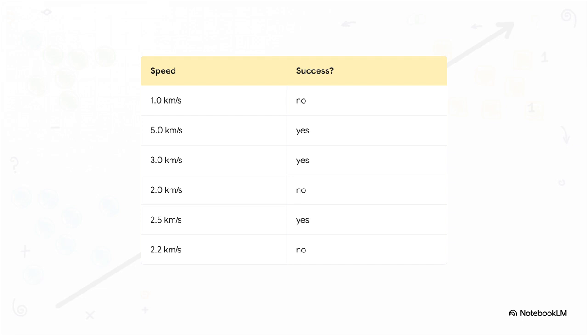We drop back down to 2.0? No, stuck on the surface. We try 2.5, and yes, we escape. Finally, we test 2.2 kilometers per second, and nope, we fall back down. Just by tracking these trial results, you can see our suspect pool is rapidly narrowing down.